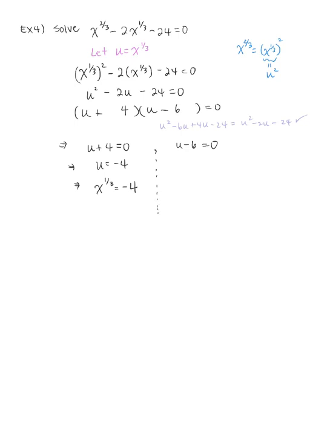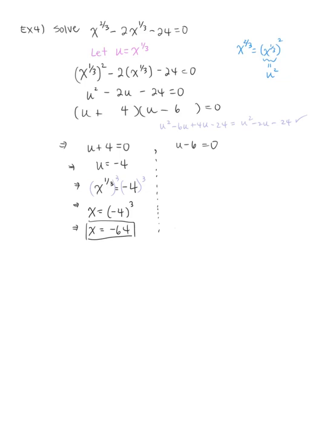Now I need to solve for x, so I need to get rid of that 1/3. We need to raise both sides to the third power, because x^(1/3) to the third power will give us just the x back. So x equals negative 4 to the third power, which implies that x equals negative 64. Let me box that for the answer.